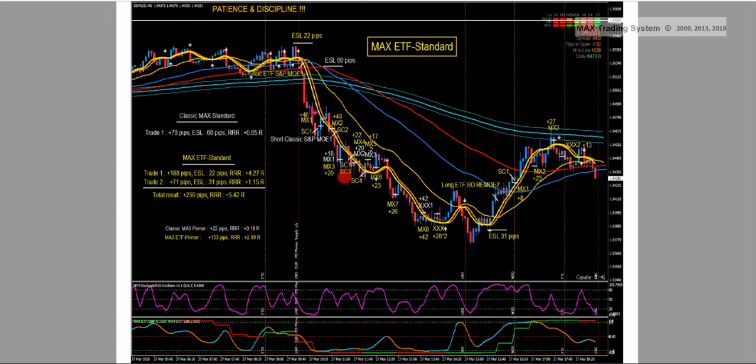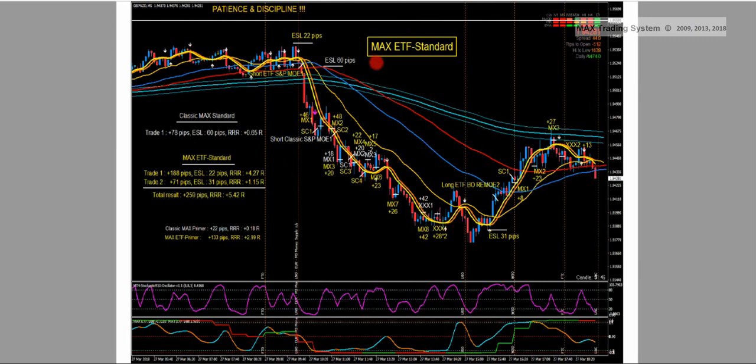A scale-in consists in adding 2 units to the trade. And then we have another MX here, then another MX here, and then the XXX here. So we have one entry, 2 entries, and we have 1, 2, 3, 4 exits, closing 1 unit at each exit. And you can see the result of that trade. So it was not a big profit because the movement was not a big one.